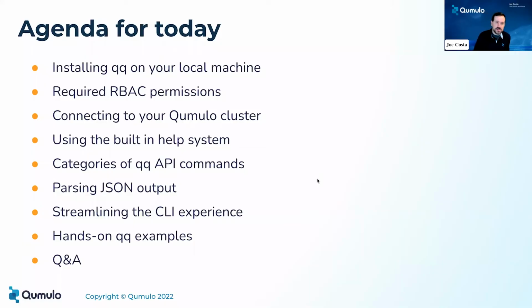So agenda for today, we're going to cover installing QQ on your local machine. We're going to talk about the required permissions to use our API. We're going to show you how to connect to a Qumulo cluster and how to use the built-in help system. We'll have a brief overview of the categories of different QQ API commands. We will spend quite a bit of time learning how to parse the JSON output of these QQ commands. We'll describe some ways where you can streamline your CLI experience. And then we're going to have quite a few hands-on examples followed by a Q&A session at the end.